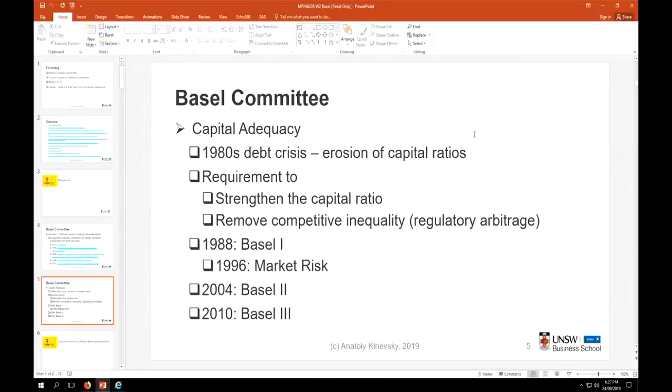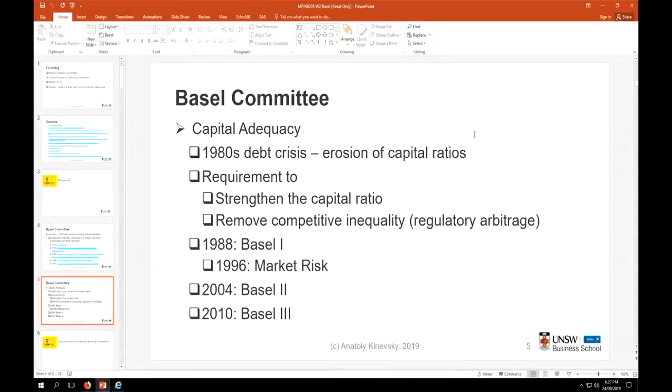So the original Basel I only dealt with credit risk. So you were only looking at how much credit risk banks carry, and based on the amount of credit risk, what is the minimum amount of capital that they're required to hold? We'll come to the equation.